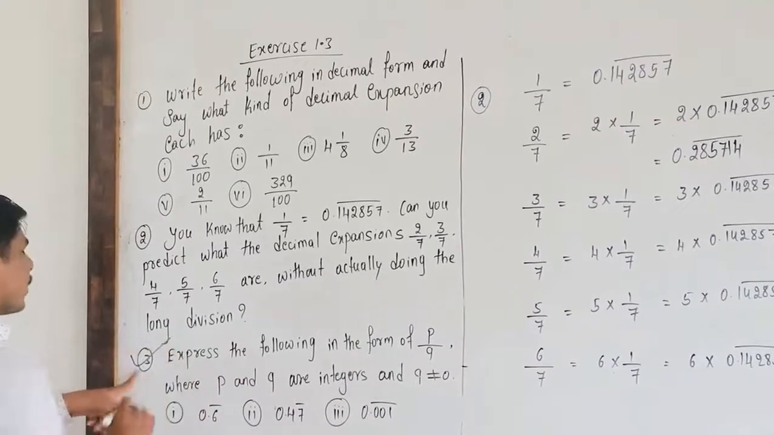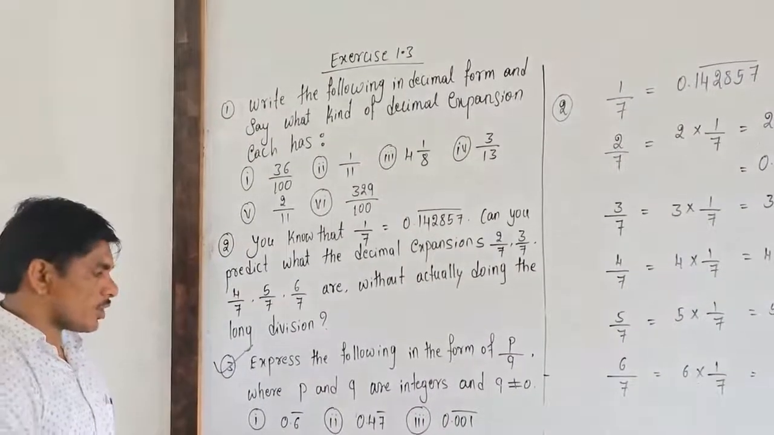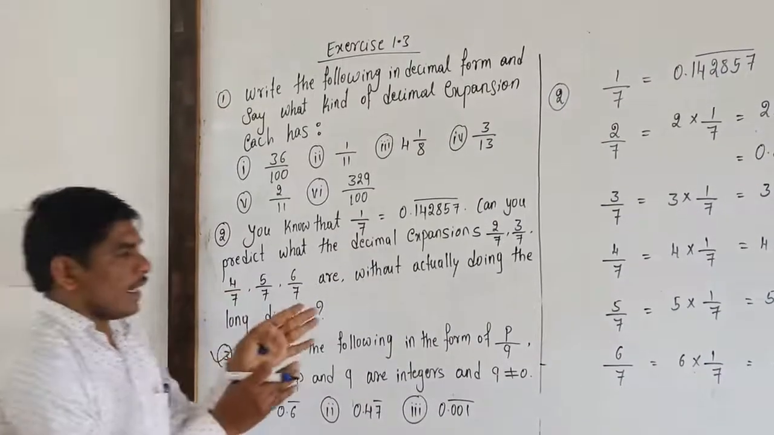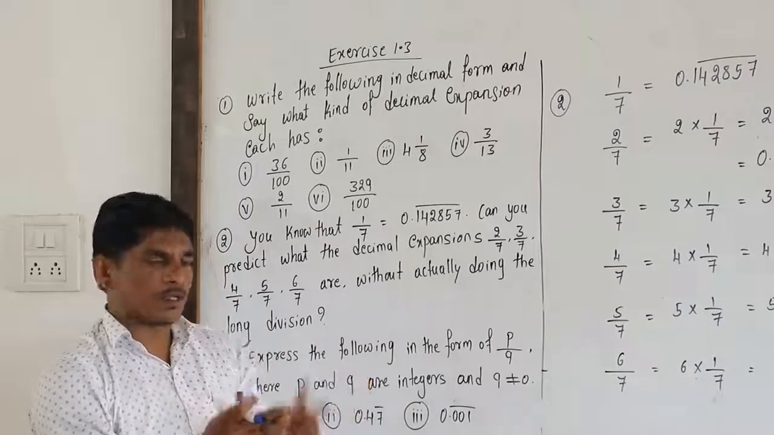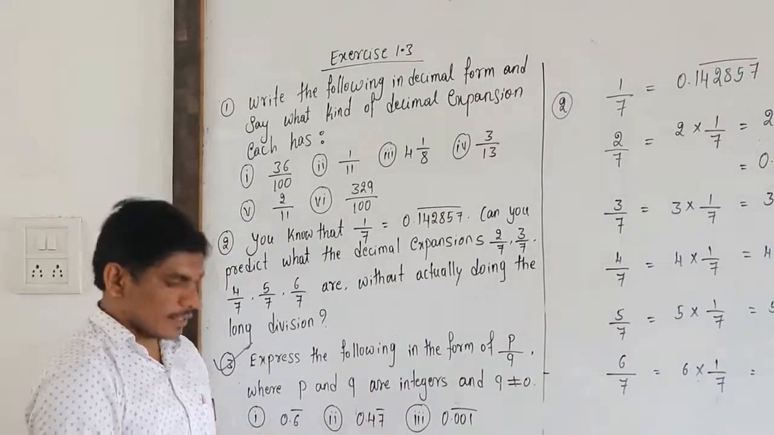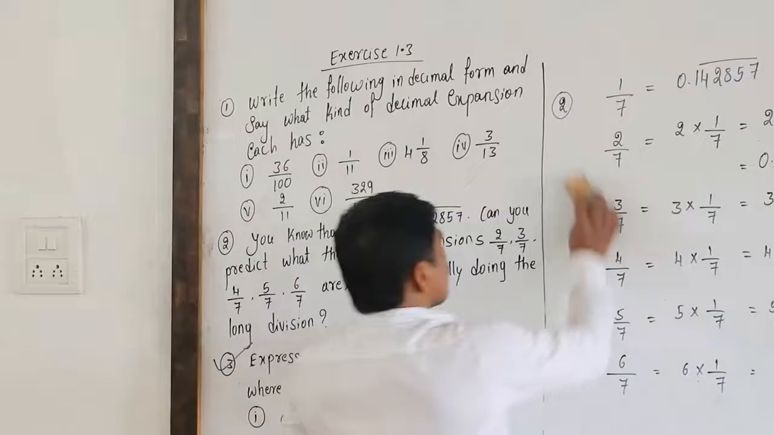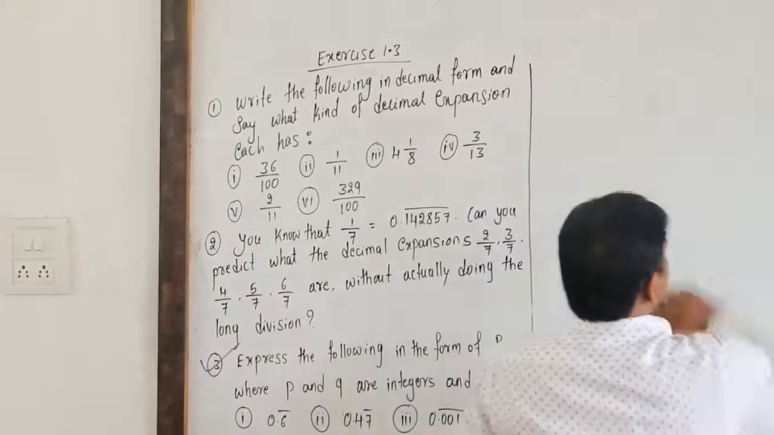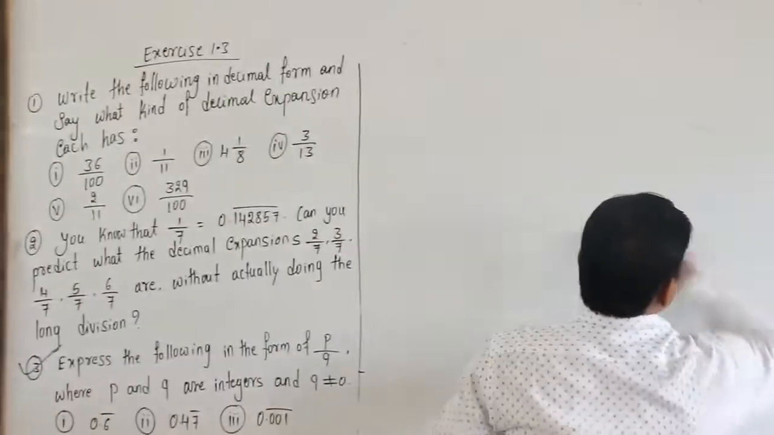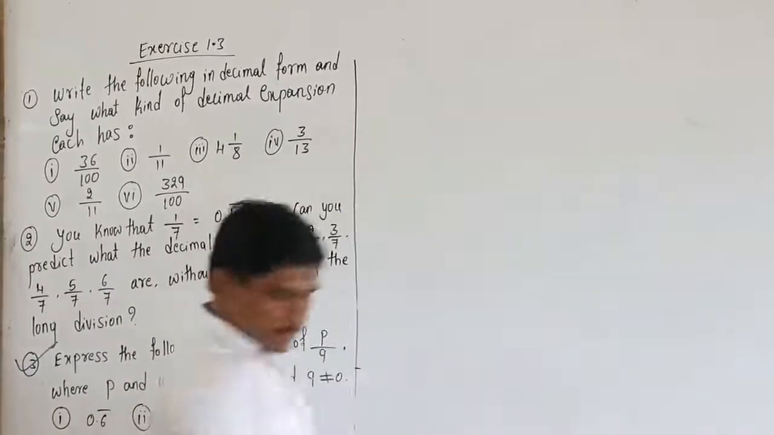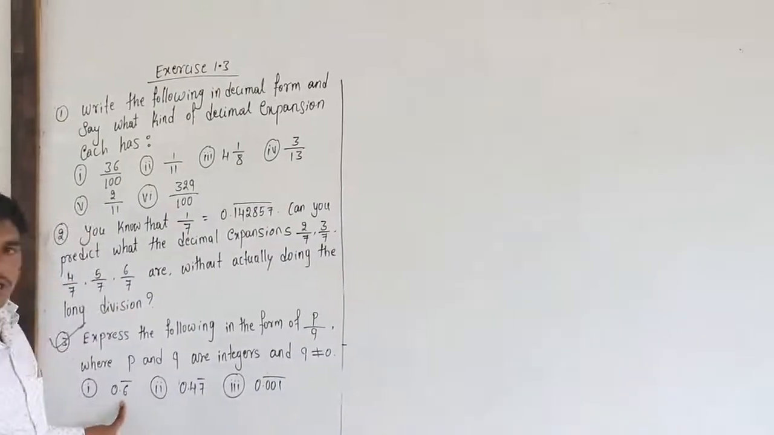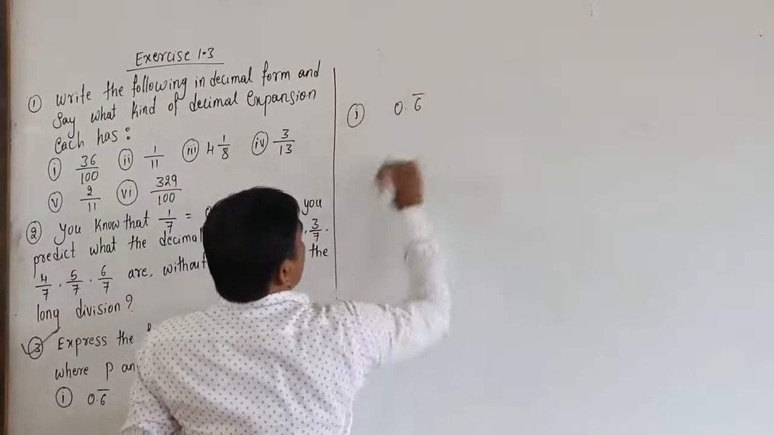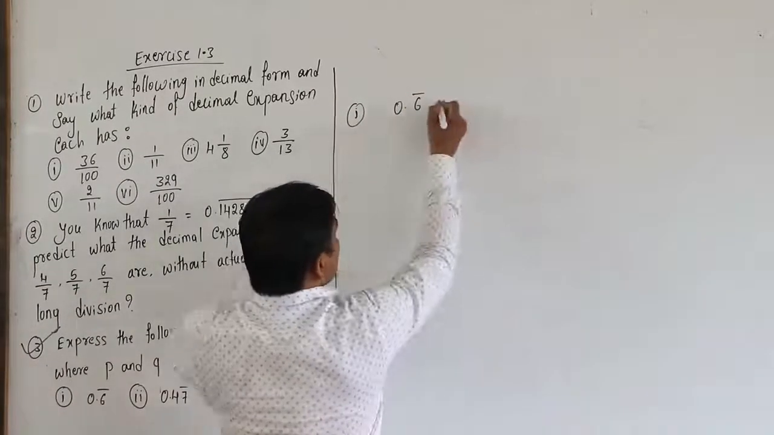Now these problems are very important from the examination point of view, in 2 marks questions. The given decimal expansions you convert to a rational number in the form of P by Q. These problems are very important, you have to concentrate on them. Now we are discussing the first one. These questions are very simple, but you concentrate carefully. Now the first question is 0.6 bar.